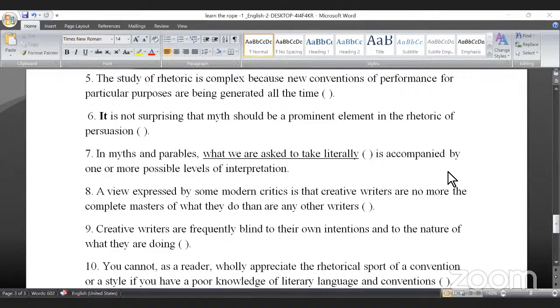Creative writers are no more the complete masters of what they do than are any other writers, right? But it's a big chunk. Certainly we have other clauses, usually a case of embedded clause. But let's leave it for the moment. We look at the larger clause, that creative writers are no more the complete masters of what they do than are any other writers. What do you think is the kind of clause? This is the larger one. Somebody in the chat.